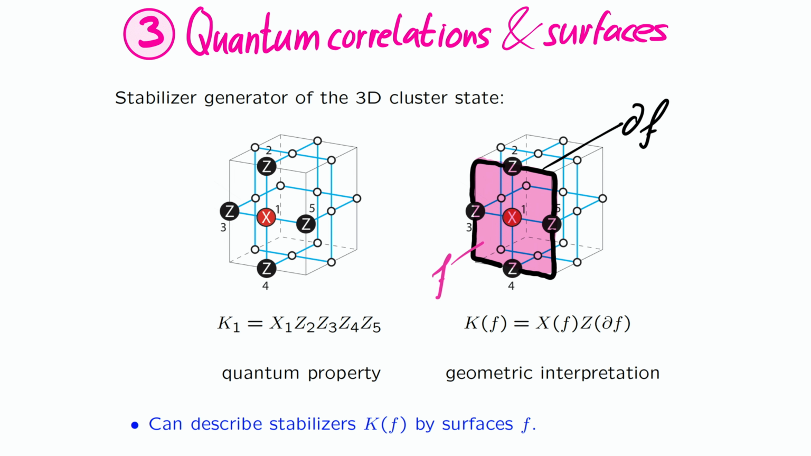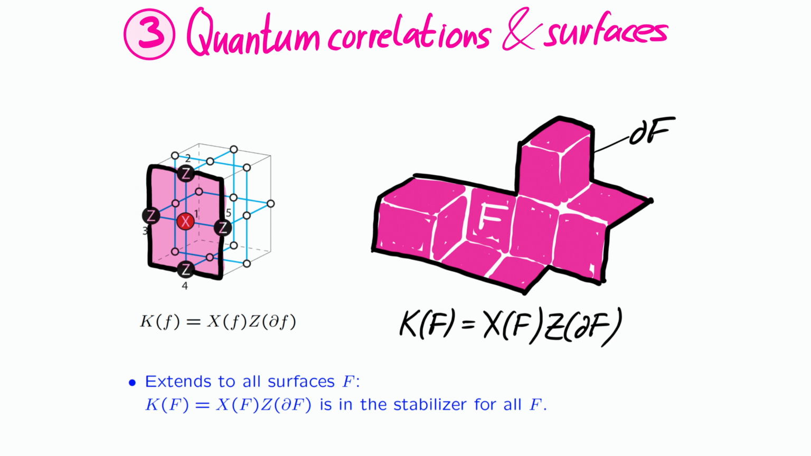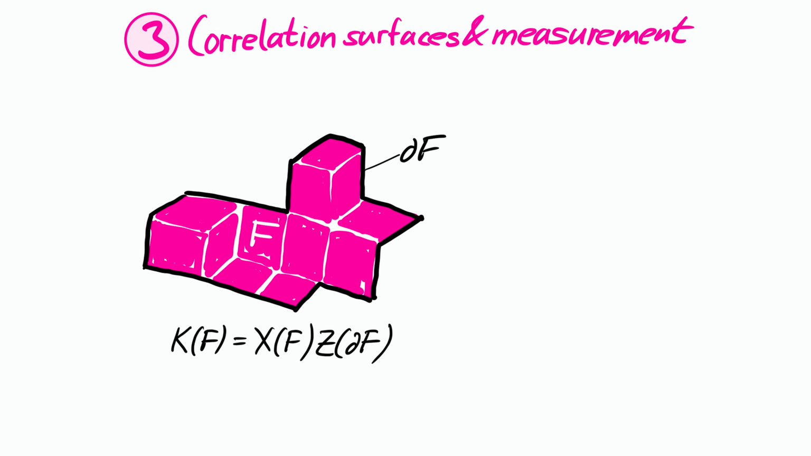On the right, you find the very same correlation, but now endowed with a geometric interpretation. The central qubit lives on a face and the lateral qubits on the boundary of that face. In this way, cluster state stabilizers can be described by surfaces. Just to be clear, this geometric reasoning applies to all surfaces in the cluster. We have yet to clarify how the correlation surfaces become attached to the defect lines.